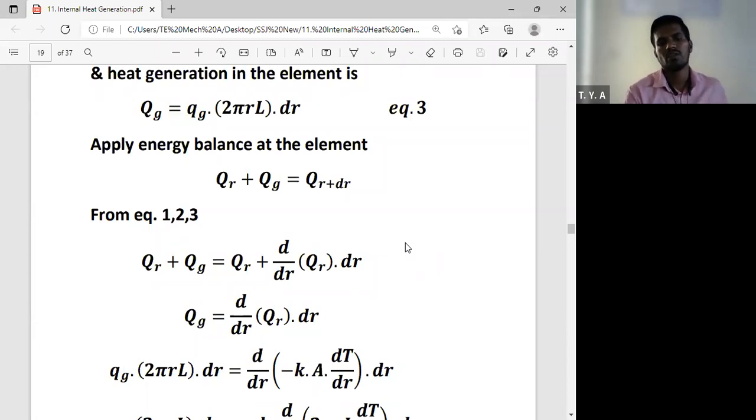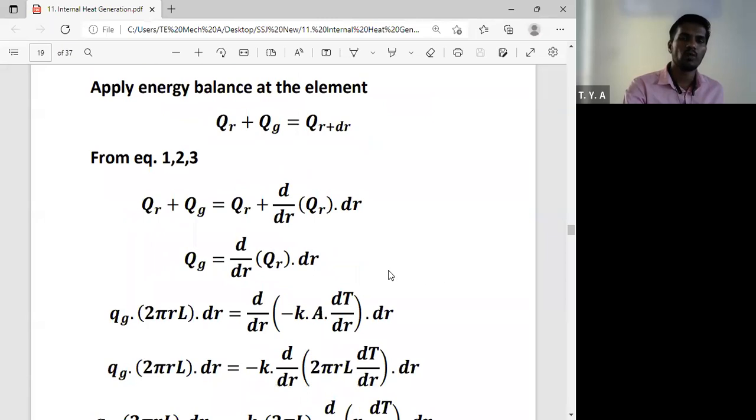So write down the equation. So QR is on both sides, so QR will be cancelled. So what is the equation for the QG, QG is equal to d by dr into QR into dr. So already we have written the equation for the QR, already we have written the equation for the QG, so we have to put those values into this equation. QR ची व्हॅल्यू आपण लिहिलेली आहे, QG ची व्हॅल्यू लिहिलेली आहे. So what is the value of capital QG, that is small qg into 2 pi RL into dr, and what is the value of QR, that is minus k into A into dt by dr. So we have to put those values into this equation.